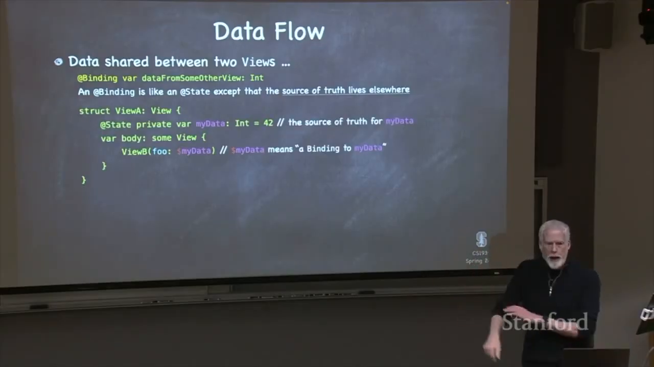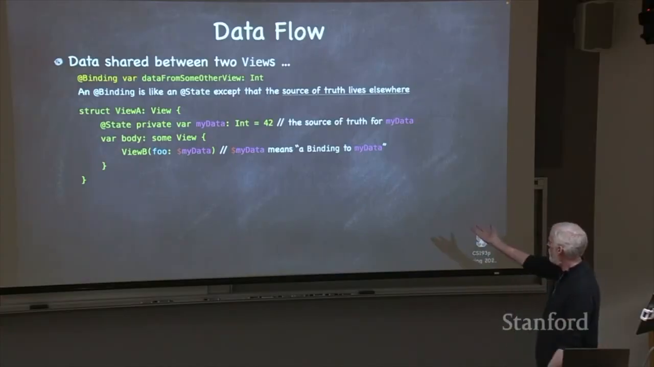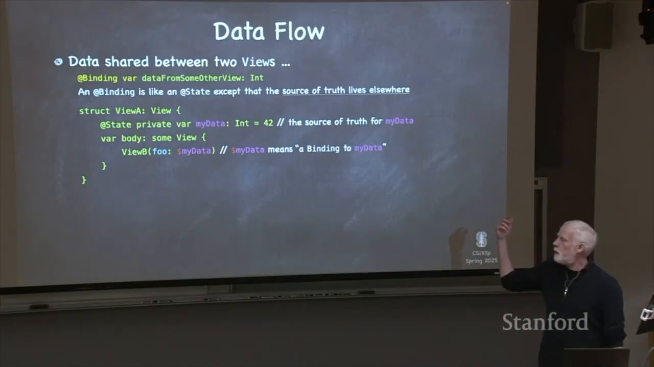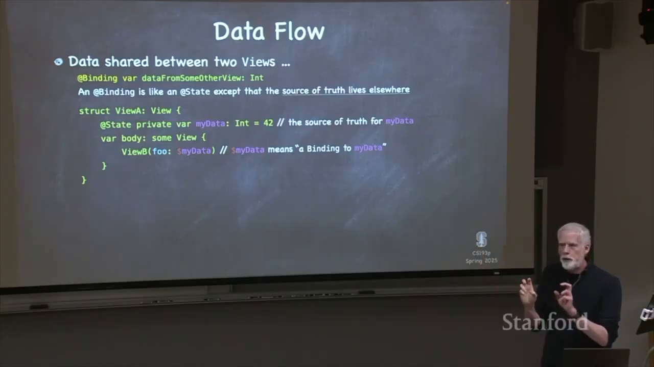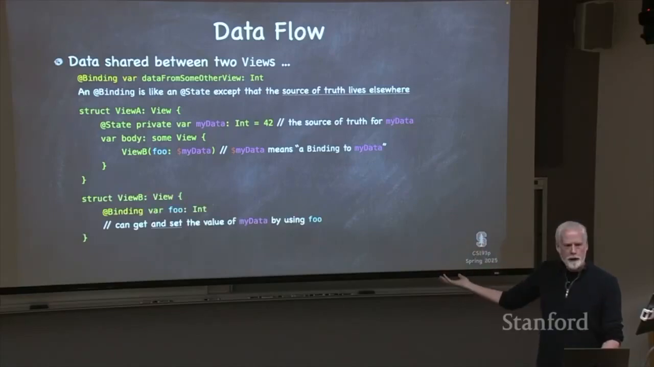I have view A here. View A has a source of truth called my data. It's an @state. You see it's equal to 42 there initially. And it wants to share that piece of @state with view B. In other words, it wants view B to be able to change my data, change it from 42 to 27 or something like that. And the way it does that is it creates view B with this argument foo, which is an @binding. So there's view B. See, it has @binding var foo.